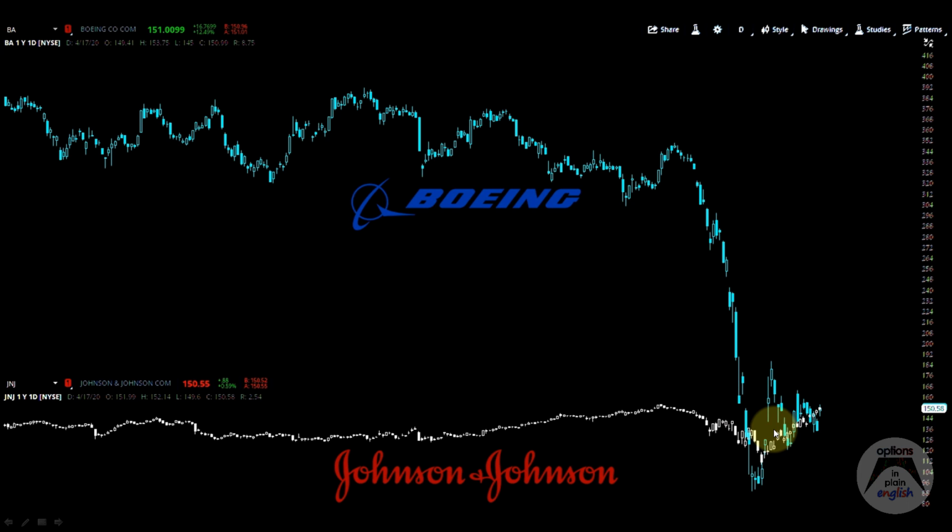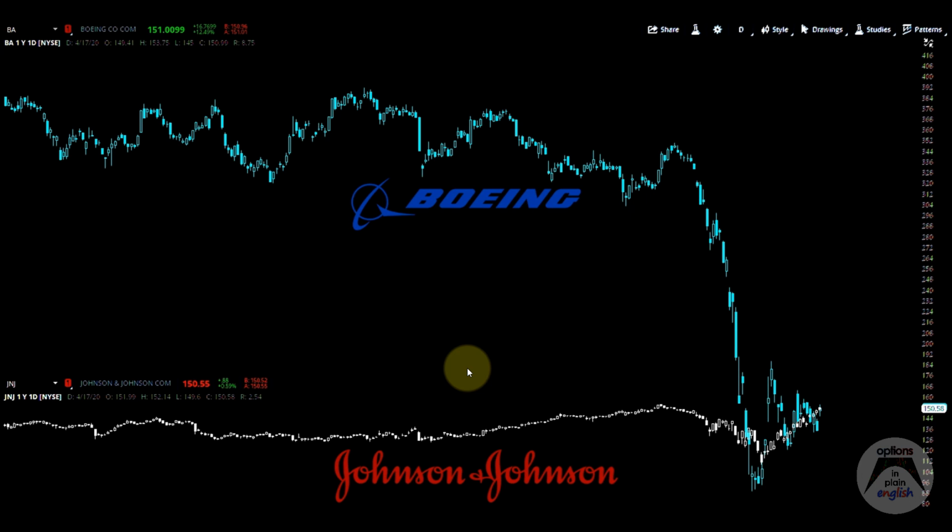Both these underlyings are trading at the same price, so it's a good way for us to see how volatility impacts the pricing of their options. Both of them are trading at prices that are very close to each other. 150.55 is Johnson & Johnson, and Boeing is trading at 151. So now we see that they're priced at just about the same price.